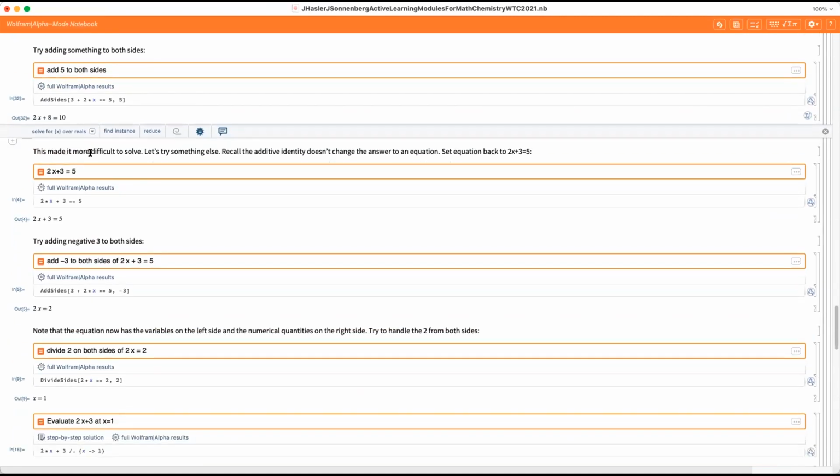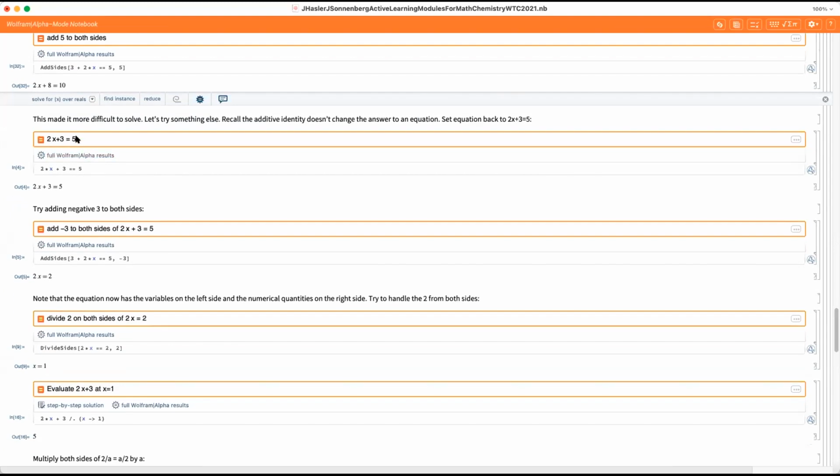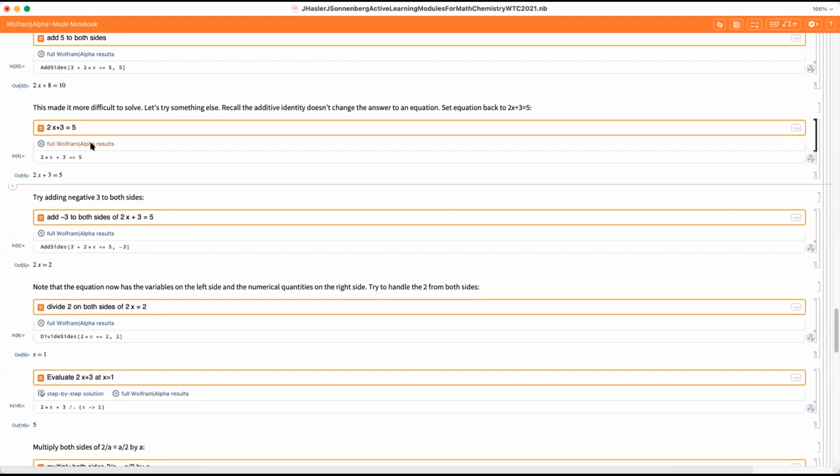So we said before that we had this additive identity, and we want to add something to both sides that's going to make our equations simpler. So we set that back to 2x plus 3 equals 5.